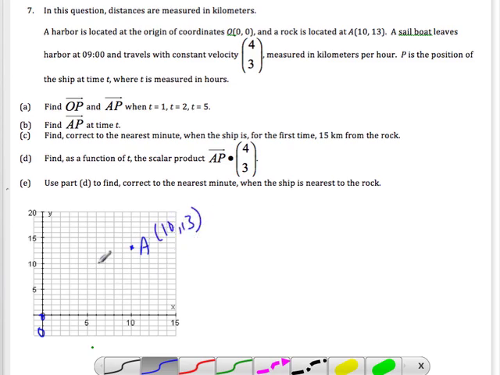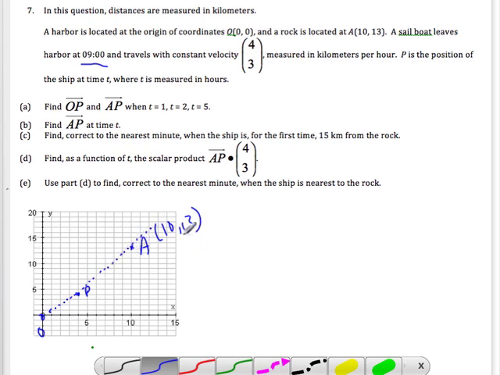The sailboat leaves the harbor at 9 o'clock and travels at a constant velocity (4, 3), measured in kilometers per hour. P is the position of the ship at time t, where t is measured in hours. So I know that OP is the position of the ship, and after 1 hour, if I go over 4 and up 3, this is where the ship is. If I go over 4 more and up 3 more, that's where the ship's going to be in 2 hours, and so on and so forth. And so the ship is going along this trail here.